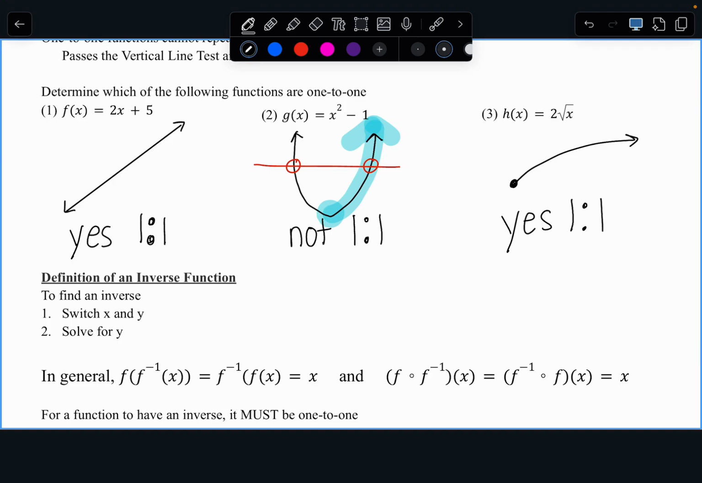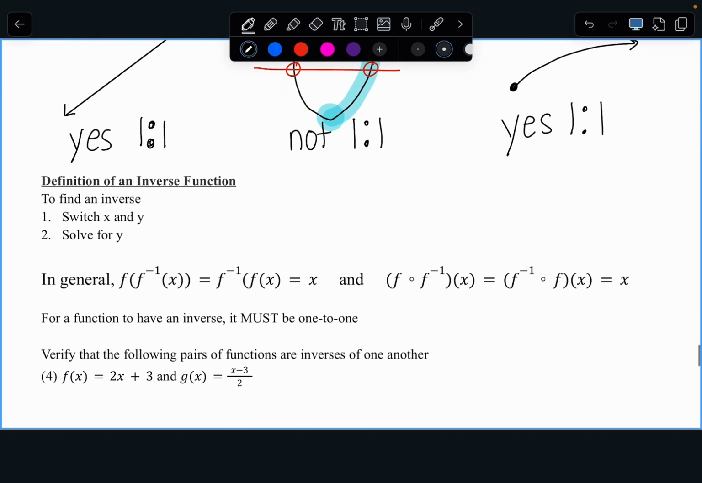To find an inverse of a function: an inverse undoes something. So the inverse of a square root is squared. The inverse of +1 is -1. The inverse of times 2 is divided by 2. They're kind of like operations that undo one another. Well, if you take a function and plug it into its inverse, you just get x back.